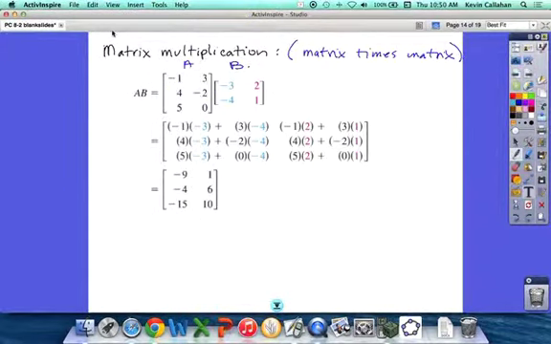Right, last row. Third row, first column. Use the third row of the first matrix, the first column of the second matrix. 5 times negative 3 plus 0 times negative 4, negative 15. And the last, third row, second column. Use the third row and the second column. 5 times 2 plus 0 times 1, 10.